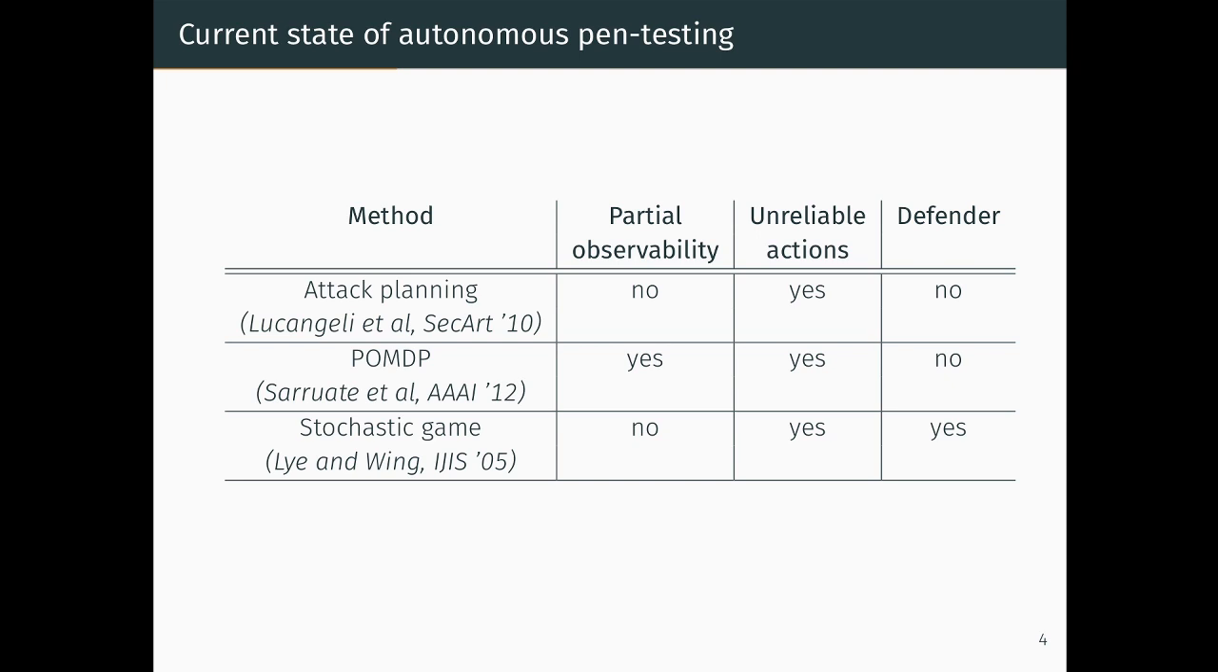Presently, there's been a lot of work into autonomous pen testing, generating a number of different approaches. However, none of the approaches so far handle all three sources of uncertainty present in pen testing. In this work, we build on earlier POMDP-based pen testing approaches to produce a method that can handle all three sources of uncertainty.